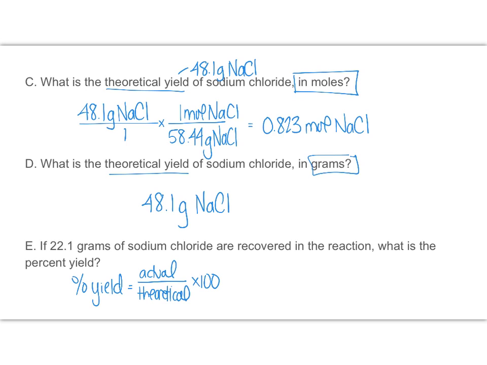So I can plug in my numbers. The question told me that I actually recovered 22.1 grams. So that's going to go on top because that's how much I actually made. The 48.1 from the question above is going to go on the bottom because that's how much in theory I should have been able to make. Multiply by 100. I found that I made 45.9% of what I should. Not very good, unfortunately.